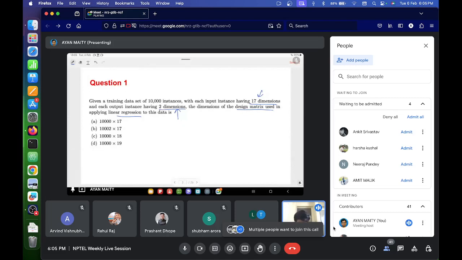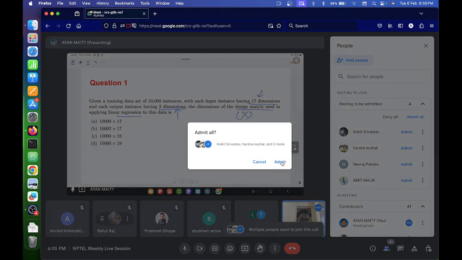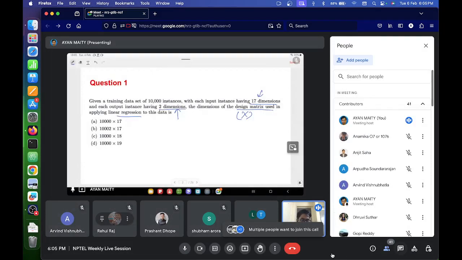So those who might not remember, design matrix is the capital X that has been mentioned during the video lectures. That is the capital X. So what are the dimensions of the capital X if we apply linear regression to this data? You can write your answers in the chat.